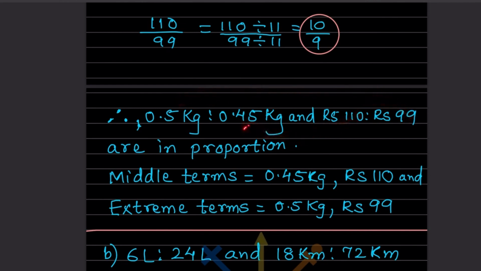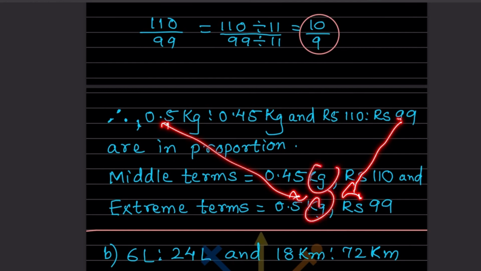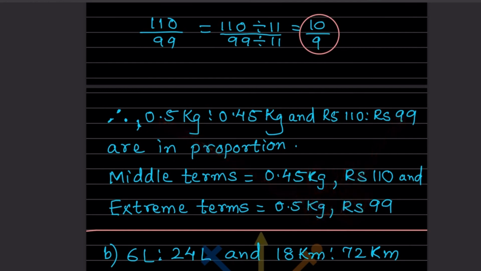So the middle terms are what? 0.45 and rupees 10. And the extreme terms are what? 0.5 and 99, along with the unit, which is important. Hope you got this one.